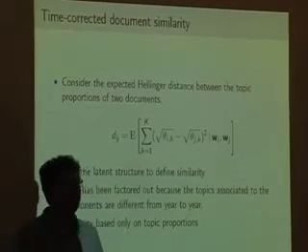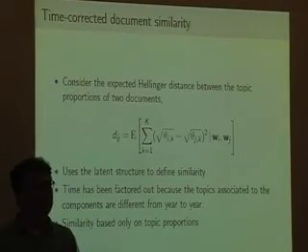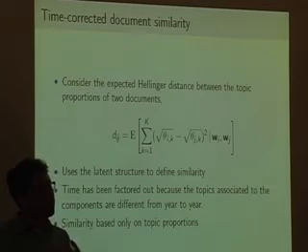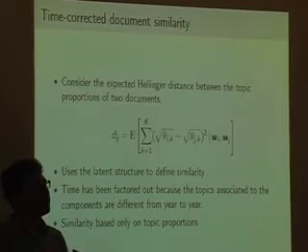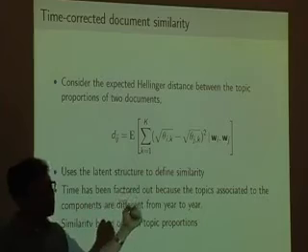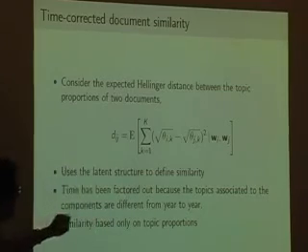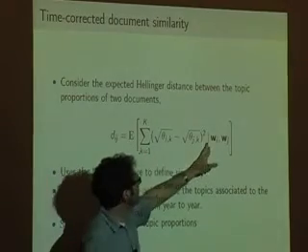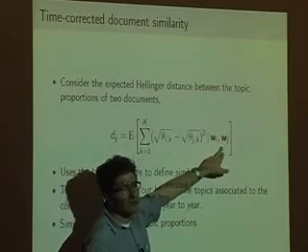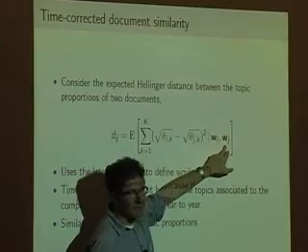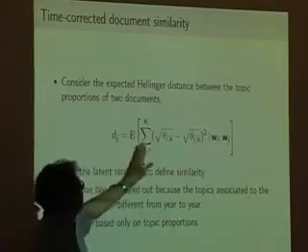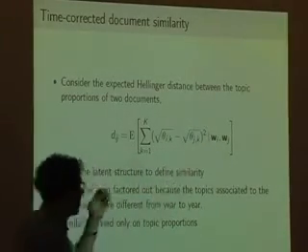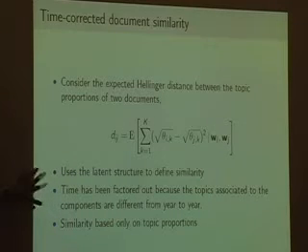So I'm an article and you're an article, and we each have our own topics, and our similarity is defined by the similarity between our topic proportions. Of course, theta is a hidden variable, so we take its expectation given the different documents. So Wi is a document, Wj is a document. Given those, what's the expected distance between their topic proportions in the model? So basically what we're doing is we're using the latent structure to define similarity.